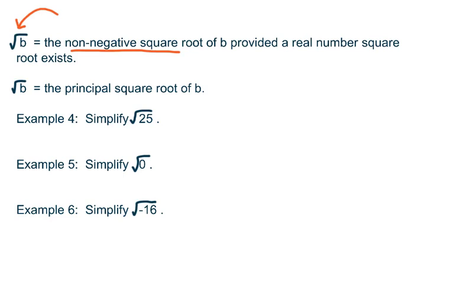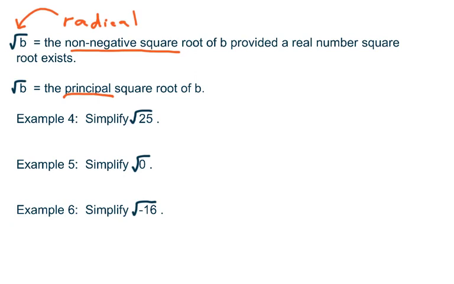Now, that's a lot of words, so a simpler way to say that is that the square root of b is the principal square root of b. When I see this symbol, I should say principal square root, not just square root, because many numbers have more than one. Now, that little symbol itself has a name. It's called a radical. And we'll use that term from time to time.